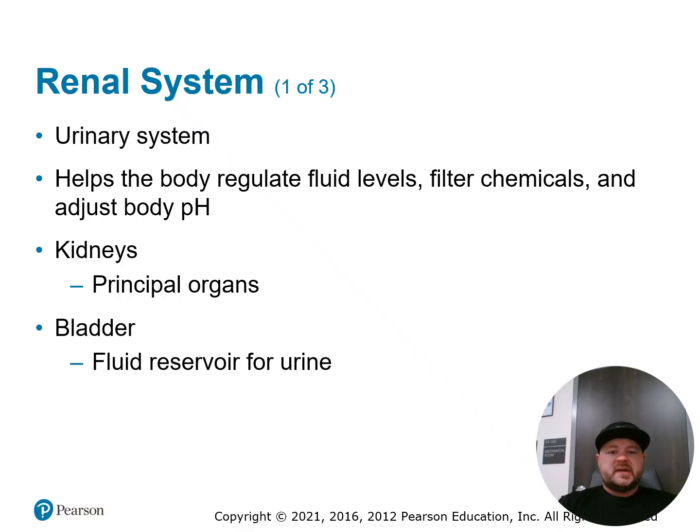Our renal system. So we have our urinary system. It helps our body regulate fluid levels, filter chemicals, and adjust our pH. When we talk about homeostasis, our pH is a very big part of that. The kidneys have a huge role in our body's homeostasis. So the kidneys are the principal organ in the renal system. And then we have our bladder. That is just the fluid reservoir for urine.